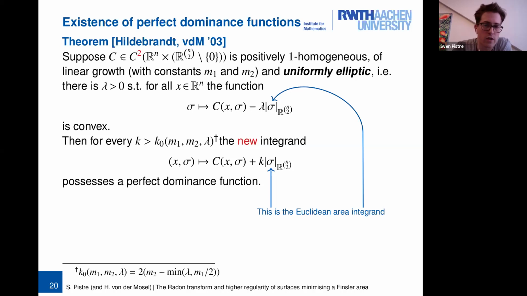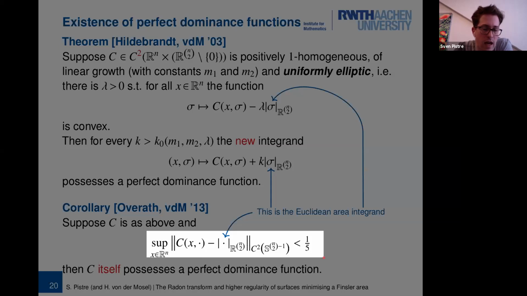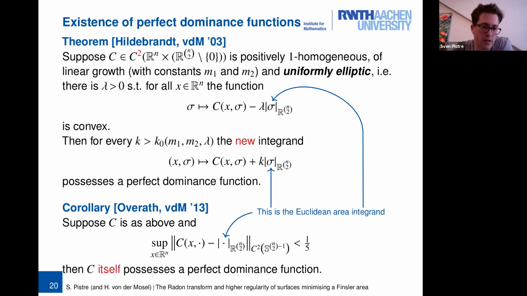This is maybe not exactly what we want right now, but thankfully there's a corollary by Radon and von der Mosel in 2013, which says that with the same conditions on C as above, namely C should be C2 and uniformly elliptic, and here you have this C2 comparability of the integrand and the Euclidean area integrand, then the parametric integrand itself possesses a perfect dominance function. So that's what we would like to use: these three conditions, C2, uniformly elliptic, and this C2 comparability to the classical integrand.